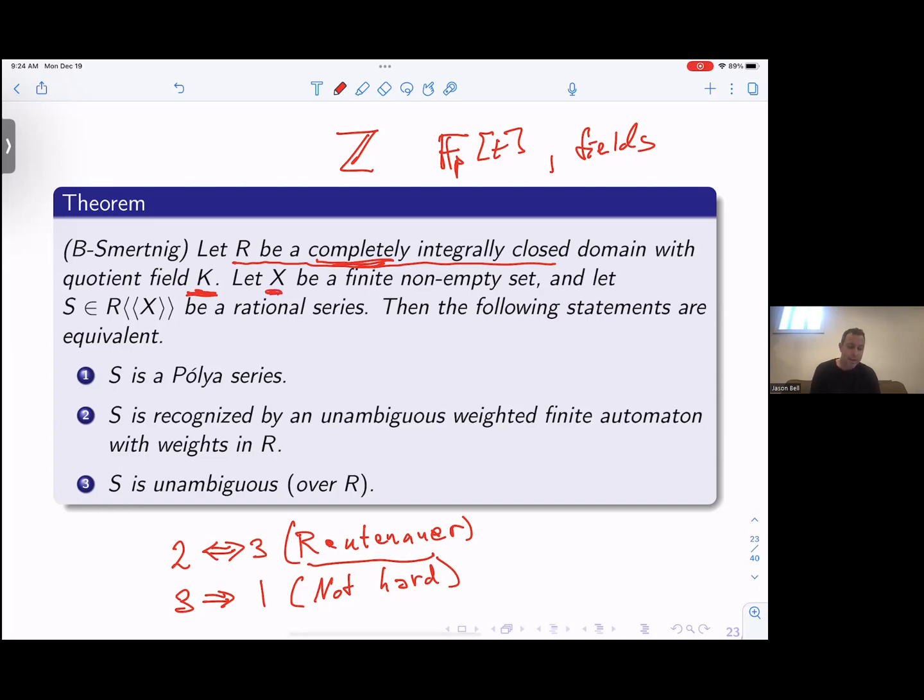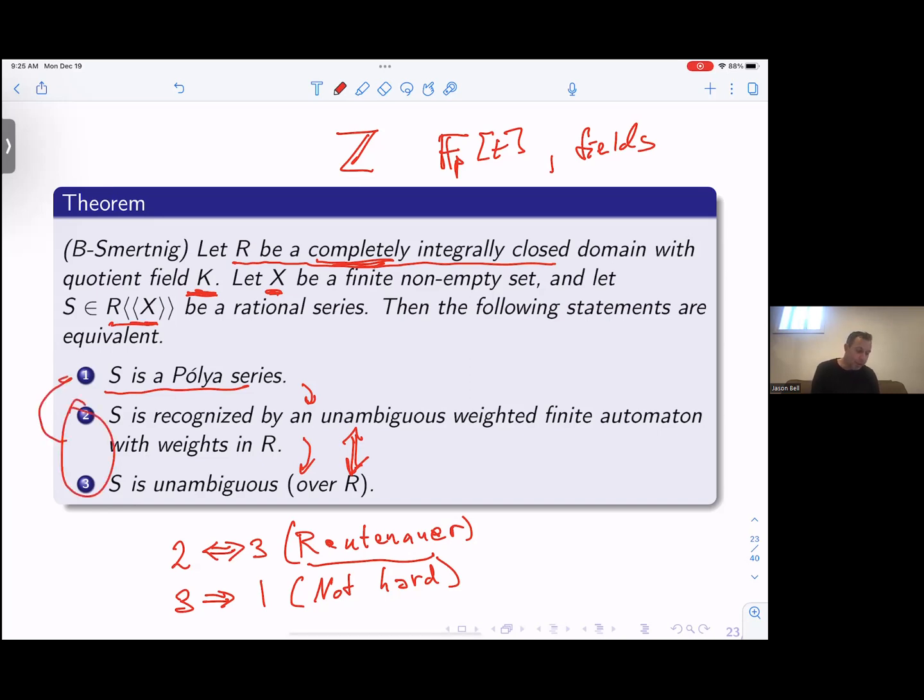And so let's say that we have our alphabet, and we have our non-commutative rational series. Then indeed we do get Reutenauer's conjecture: being a Pólya series is equivalent to being recognized by an unambiguous weighted automaton, which is equivalent to being an unambiguous series. And I should say that this was worked out by Reutenauer, as I mentioned, the equivalence of 2 and 3.